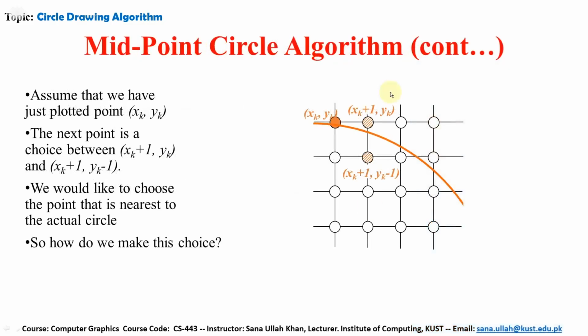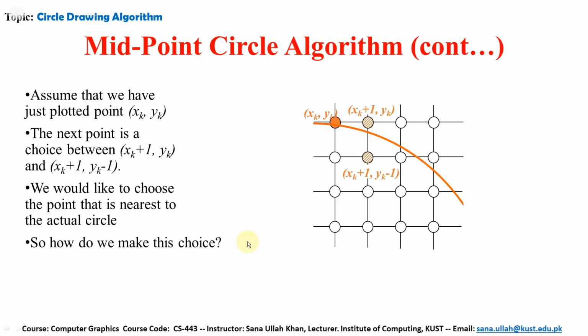Assume that this is the point xk, yk, which I consider as the origin. From here there are 2 candidate points: xk plus 1, yk and xk plus 1, yk minus 1. Now assume that we have just plotted the point xk, yk. The next point is a choice between these two. This is our choice: how can we select xk plus 1, yk or xk plus 1, yk minus 1? We would like to choose the point which is nearest to the actual circle. This is the actual circle. How can we choose the point which is nearest to this circle?